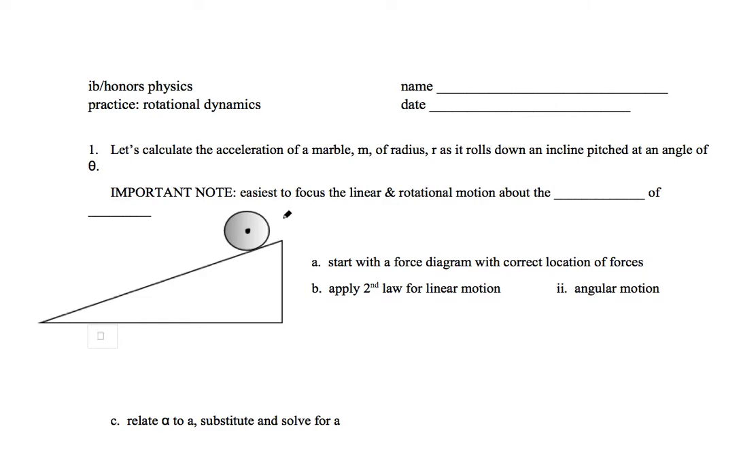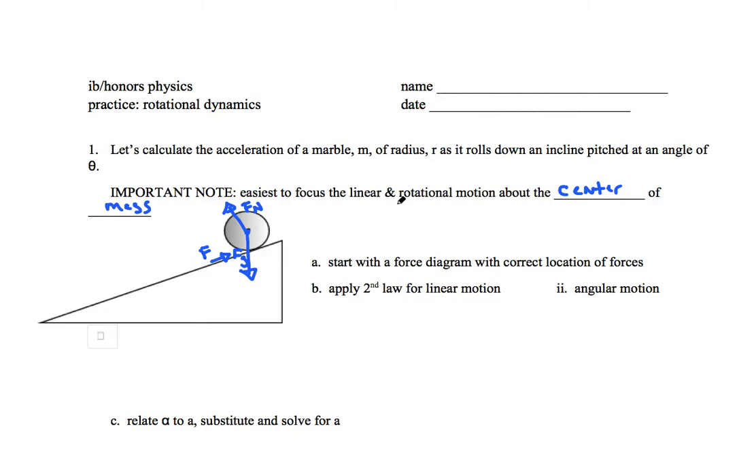So anyway, let's calculate the acceleration of a marble of radius r as it rolls down an inclined plane pitched at angle theta. We're going to derive an expression, and the easiest thing is to focus on the linear motion about the center of mass. That's what that dot is right here. So there's our center of mass. We know that the force of gravity is acting right there. We know that the normal force acts about it, and then we also know that there must be some frictional force going against it, some force F that is restricting its motion.